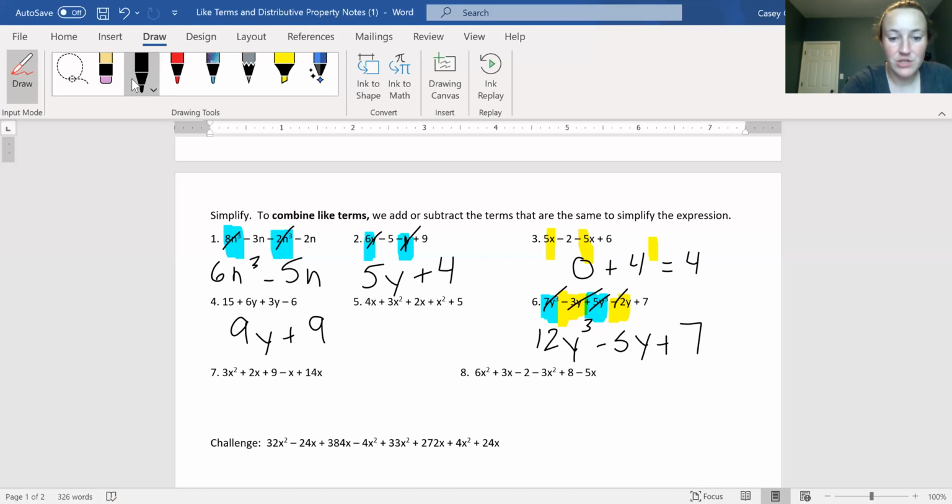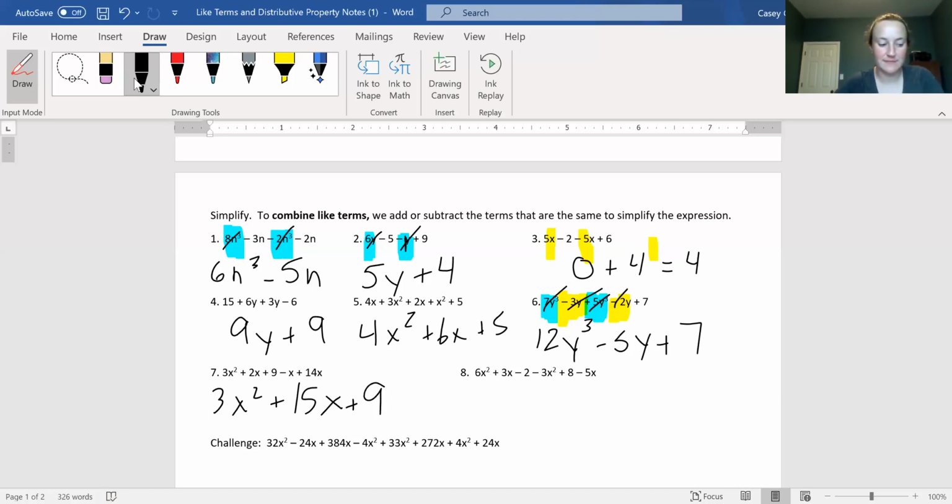For 5, you should have 4x squared plus 6x plus 5. I'll give you a second to check. On 7, you should have 3x squared plus 15x plus 9. I'll give you a second to check. And then for 8, I know there's a lot to look at. When you put your like terms together, you should end up with 3x squared minus 2x plus 6.